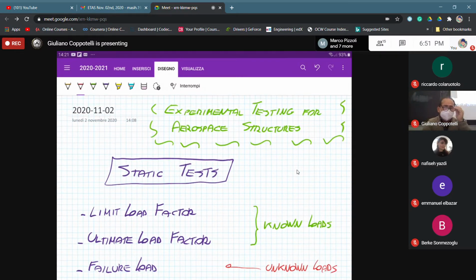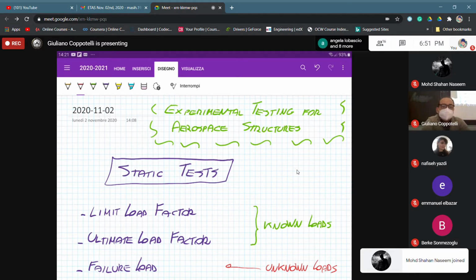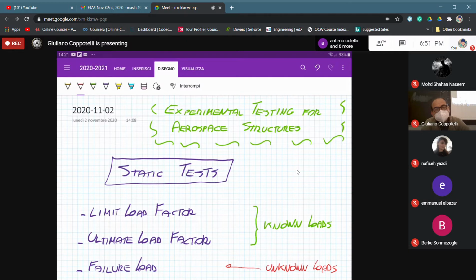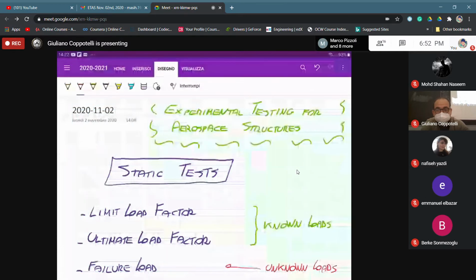keep going talking about static tests. Last week we saw some key factors in two specific static tests, the ones that we call limit and ultimate load factor test. The difference between these two is simply because of the loading. We are starting with the limit load factor by statically exciting the structure, referring to the limit loads, and these limit loads can refer to whatever flight phase, from taxiing to cruise to bending to whatever.